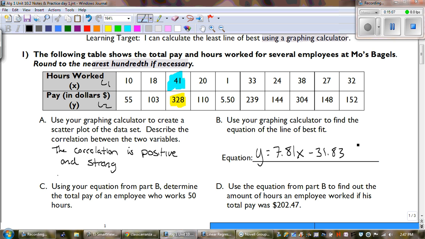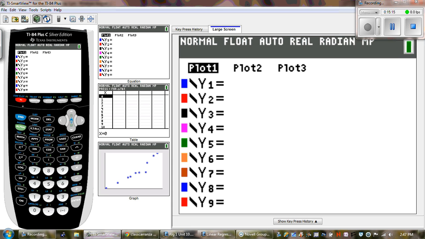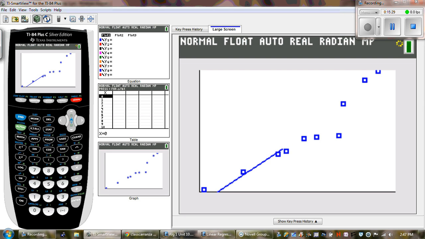31.83. Okay, and what's cool is we can go into our Y equals, I'm going to type that equation, 7.81x minus 31.83, and when I graph that, now you can see my line of best fit. And we didn't have to do any real work, it's just plugging different numbers into the calculator.